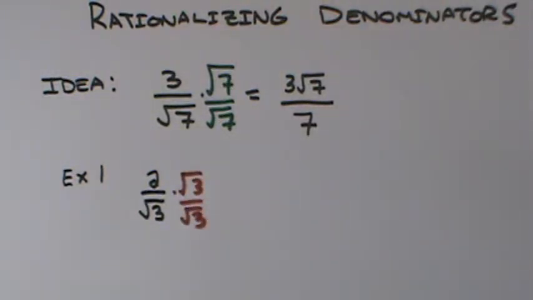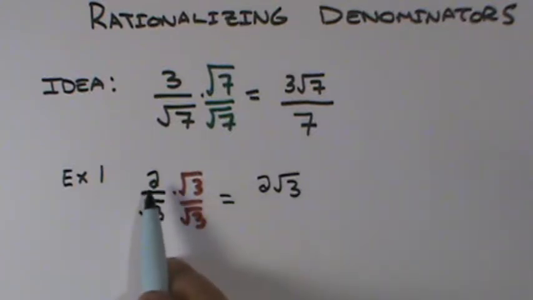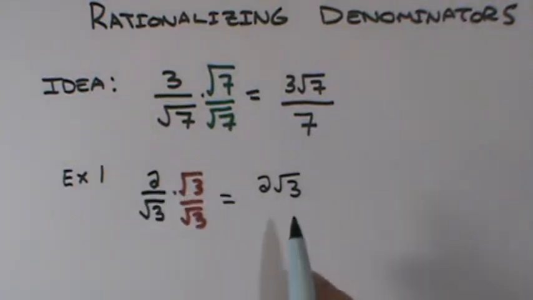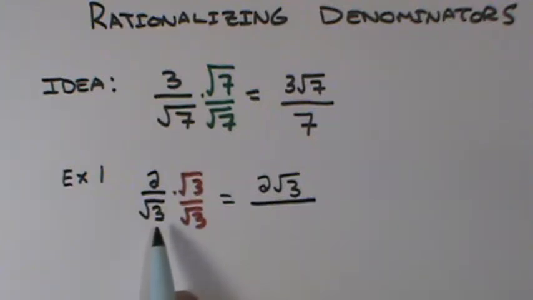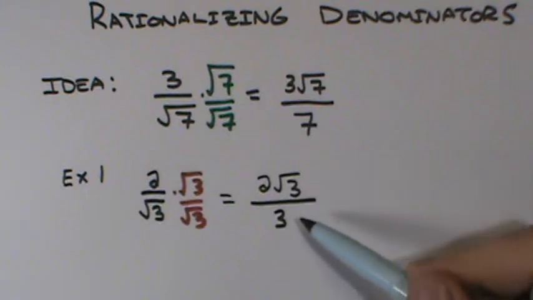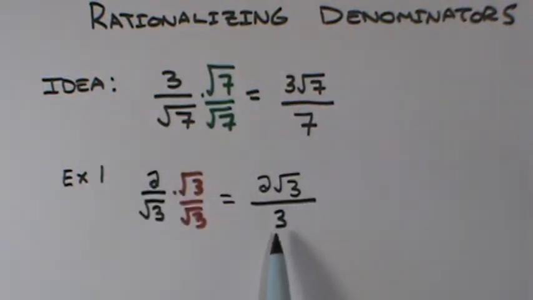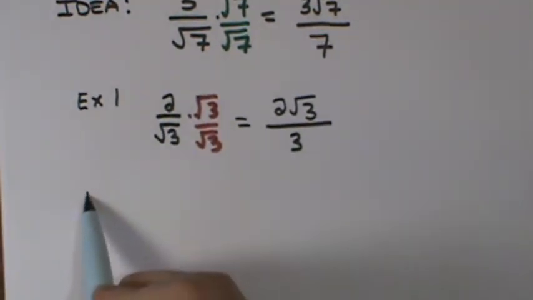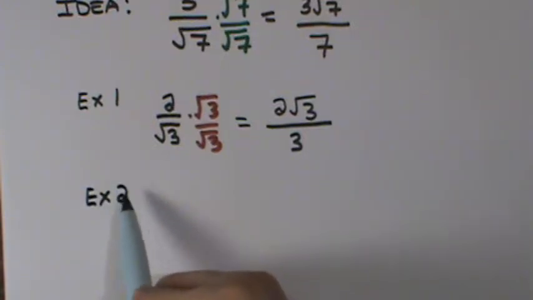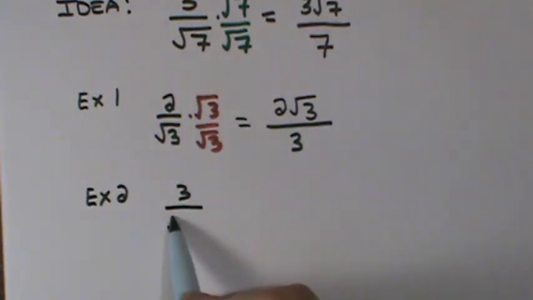As I multiply by this rad 3, the top becomes 2 rad 3, because I can't really multiply a free and a jailed number. And then on the bottom, rad 3 times rad 3 becomes a regular 3. This satisfies the condition of rationalizing the denominator. I'm getting a rational number in the bottom. Example 2. We've got 3 over radical 6.